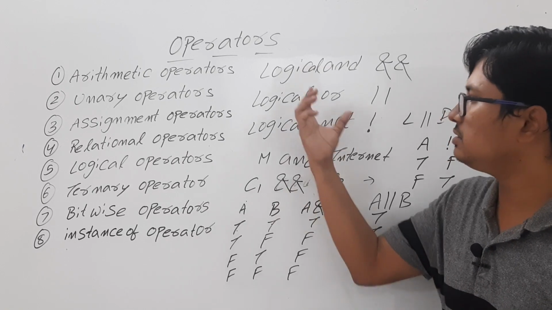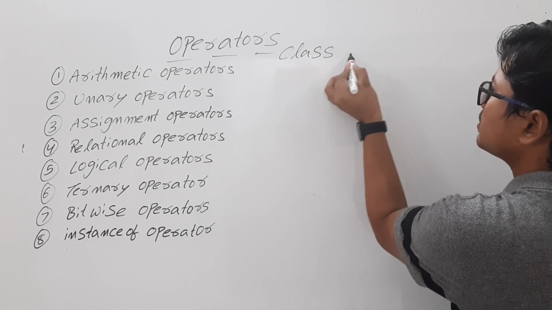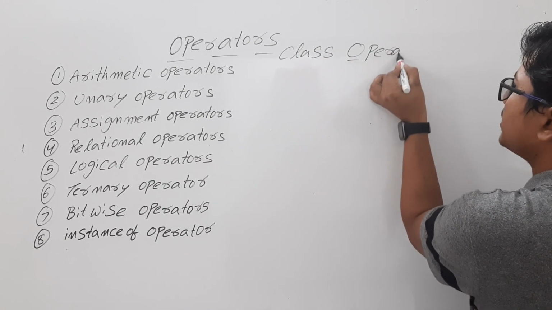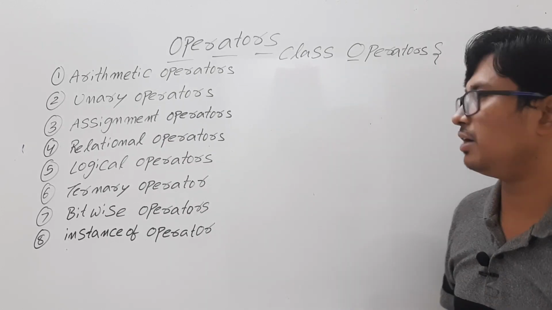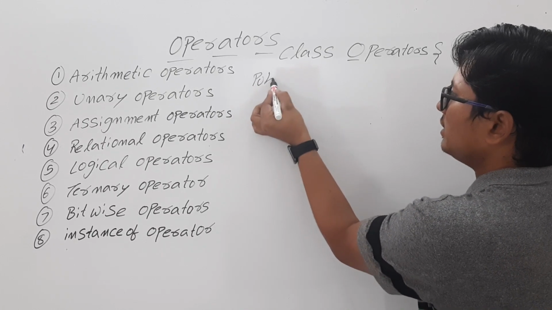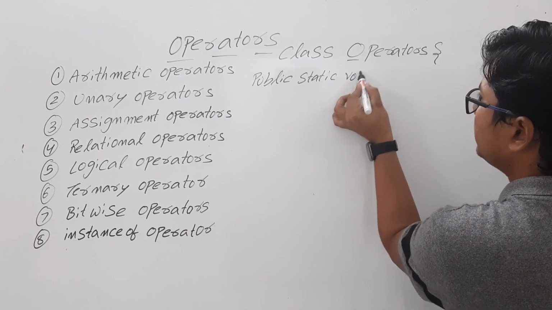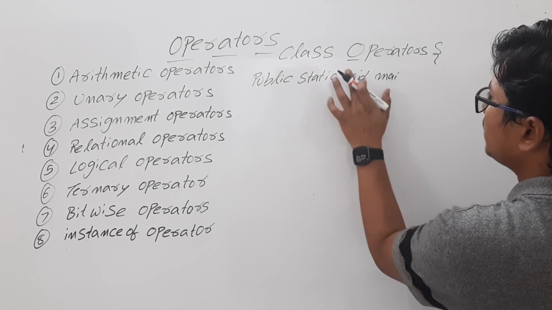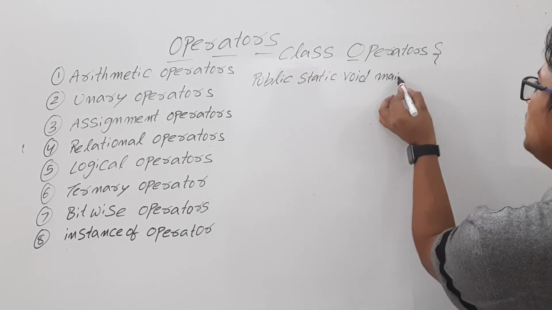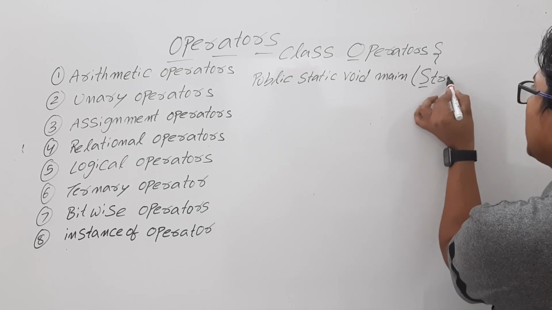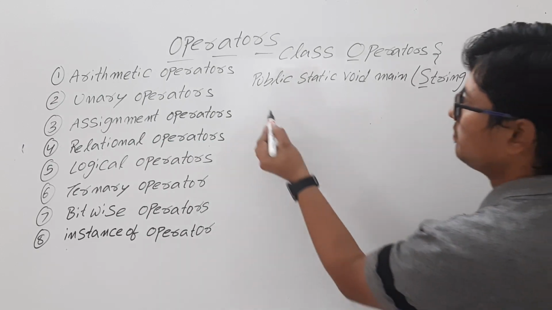Now let me discuss these logical operators with a simple Java program. I will take a class. The name of the class is operators, so the name of the program you are writing is operators.java. Then I will write public static void main. I hope it is visible for you. Now let me write it properly: void main, String, where S should be capital. You can write args or any array name you like.